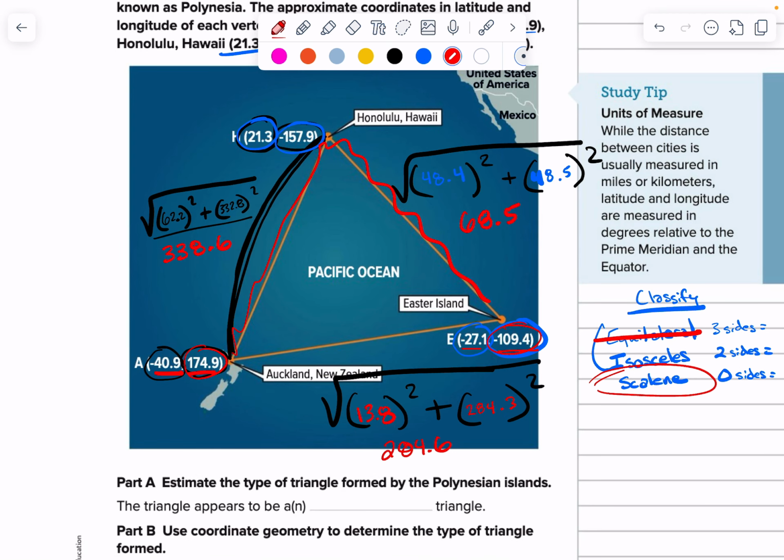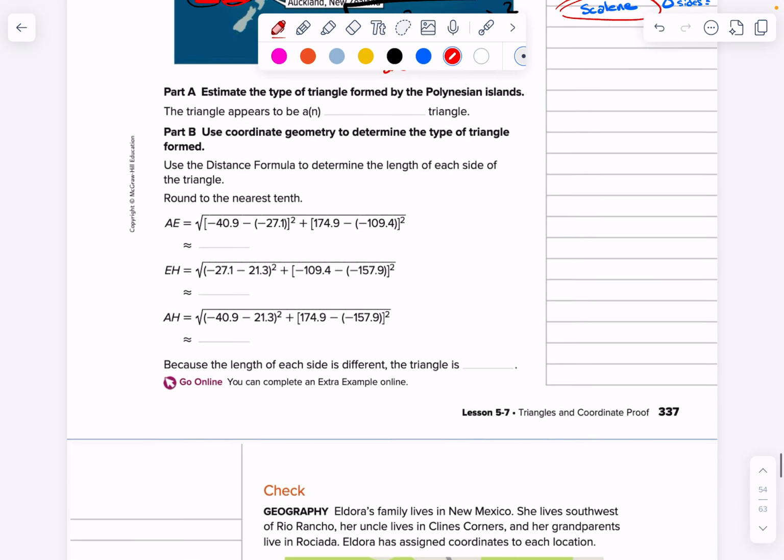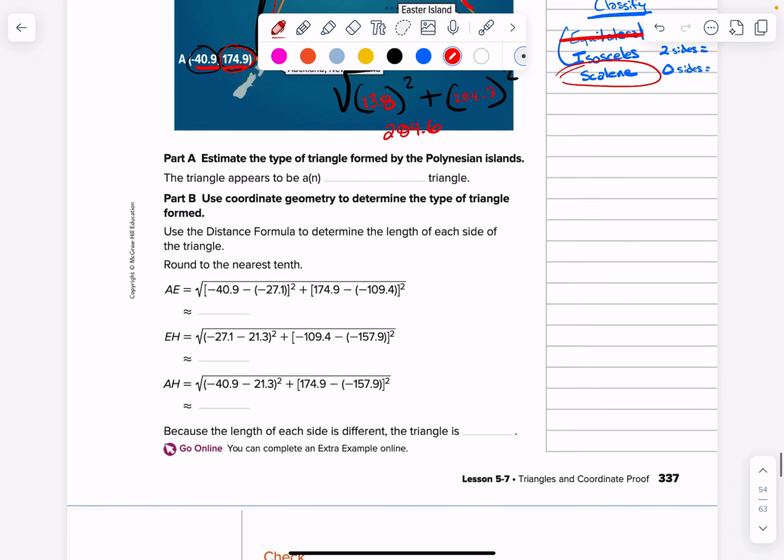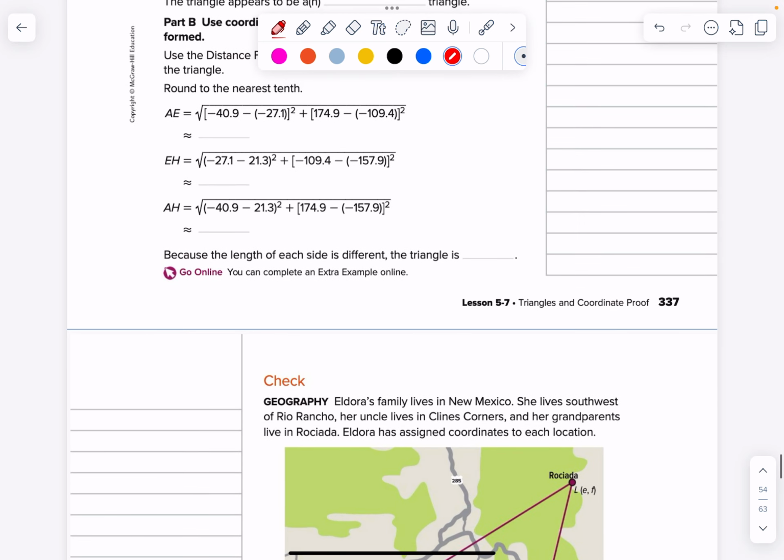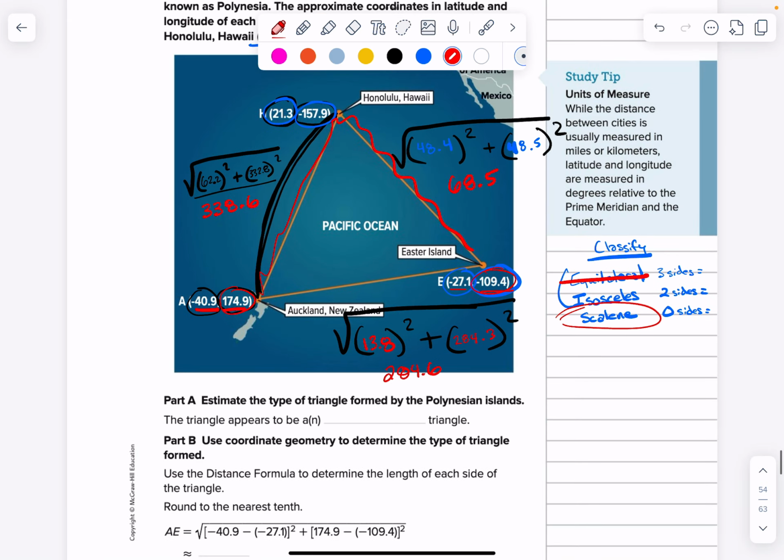There you go. So that is all I think that we needed. Yeah. Because the length of each side is different, the triangle is scalene. Okay. All right, there you go.